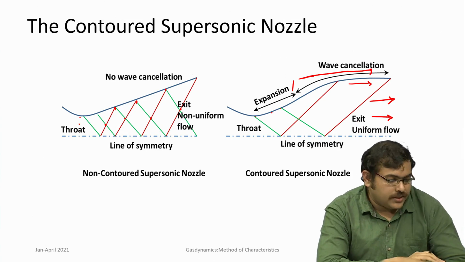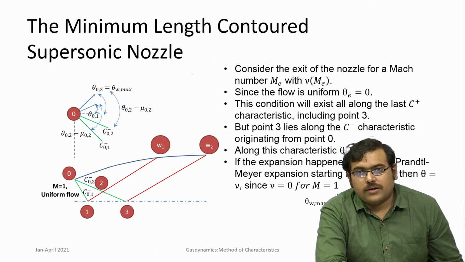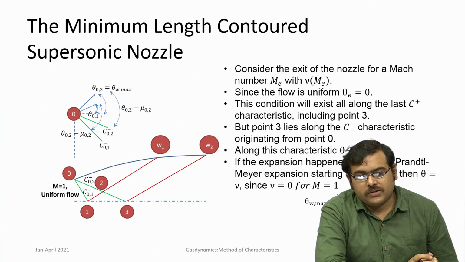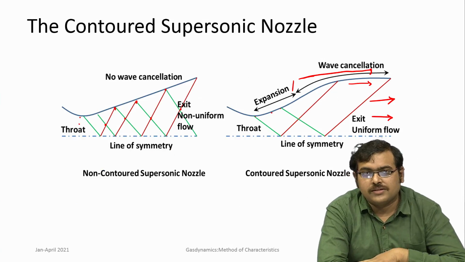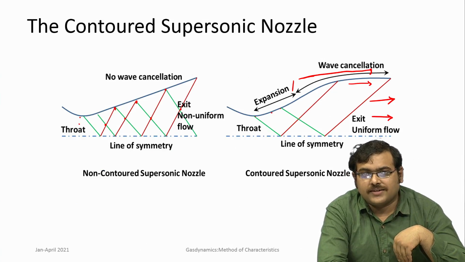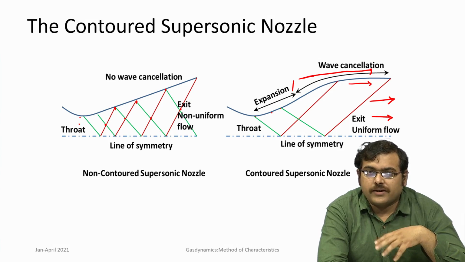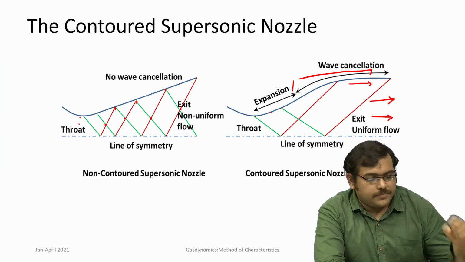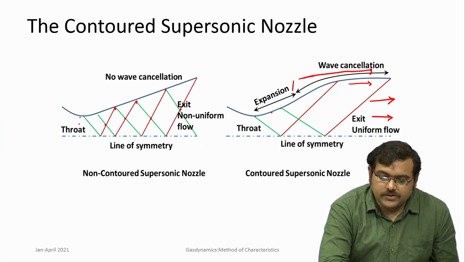So, we shall look at this in a detailed manner for what is known as a minimum length contoured supersonic nozzle. The minimum length is used because if you look at such contoured nozzles, they are really very long, they have very long extent. These principles are also used for design of rocket nozzles. In such nozzles we do not require long length because it affects the weight of the entire structure.